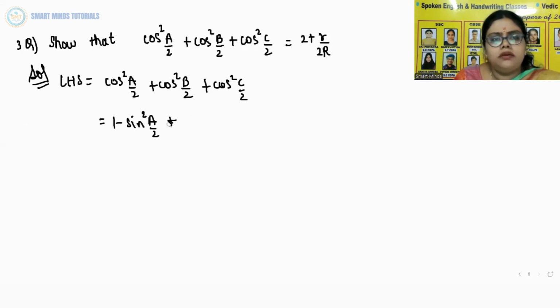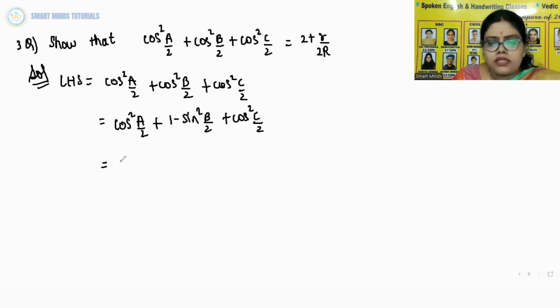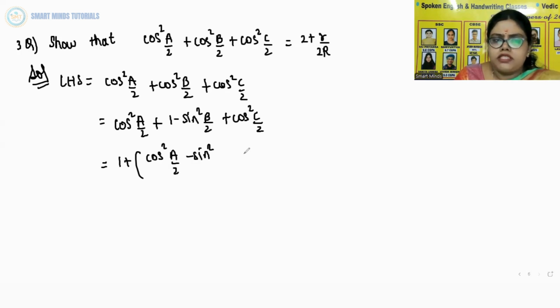So we are writing 1 - sin²(A/2) plus... now see here, let us not disturb cos²(A/2). Cos²(A/2) we are writing as it is. Cos²(B/2) we can write as 1 - sin²(B/2). And cos²(C/2) also we are not disturbing. So that is 1 plus, now we can group cos²(A/2) - sin²(B/2) plus cos²(C/2).